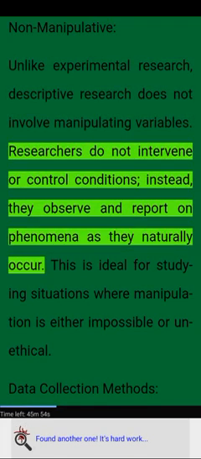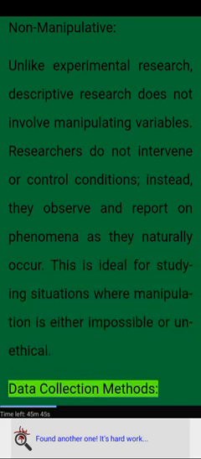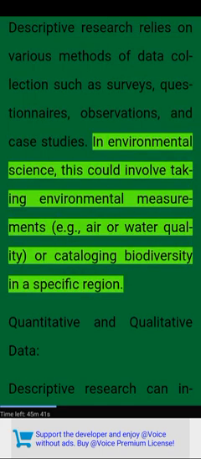Researchers do not intervene or control conditions. Instead, they observe and report on phenomena as they naturally occur. This is ideal for studying situations where manipulation is either impossible or unethical. Data collection methods. Descriptive research relies on various methods of data collection such as surveys, questionnaires, observations, and case studies. In environmental science, this could involve taking environmental measurements, e.g., air or water quality, or cataloging biodiversity in a specific region.